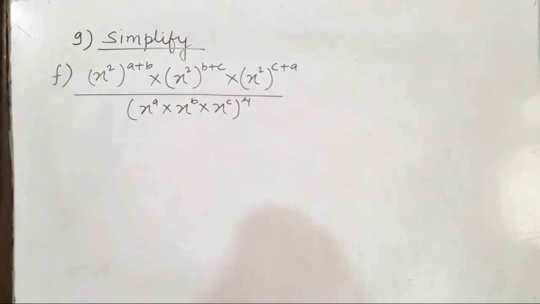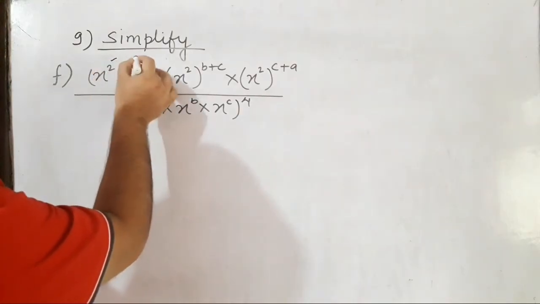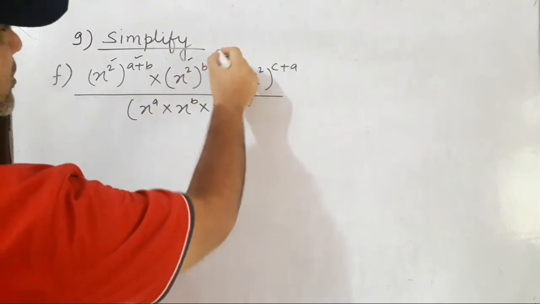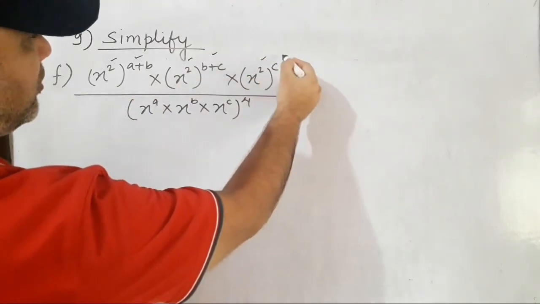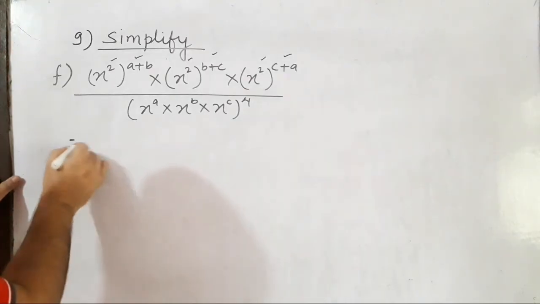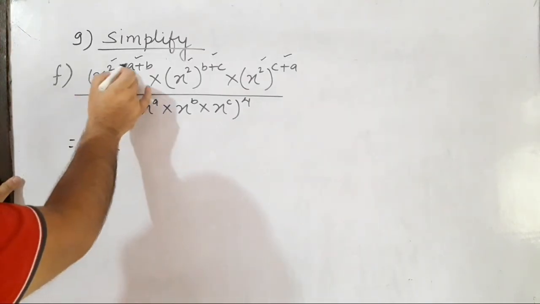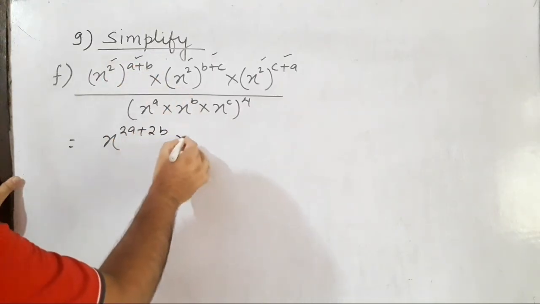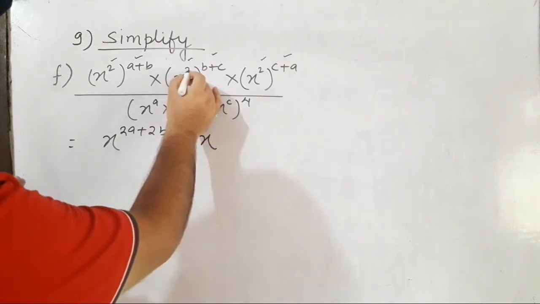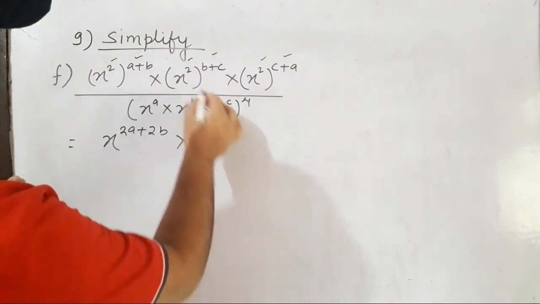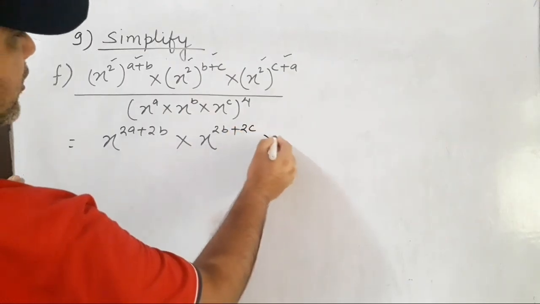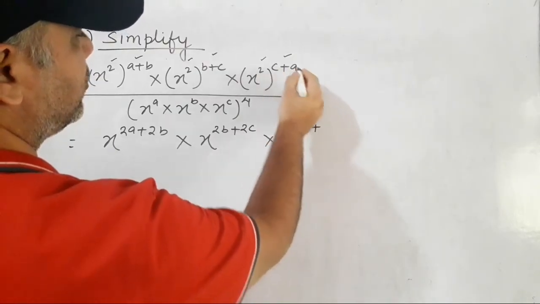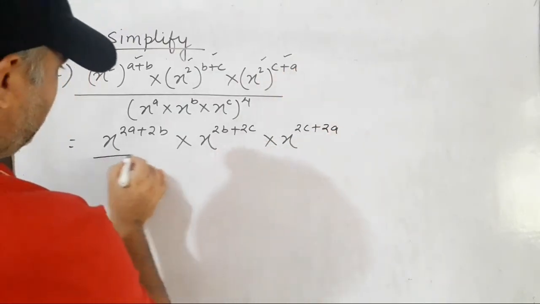Question number F, let's see here. Here these powers and these powers are multiplied. Similarly, here also these powers and these powers are multiplied. Here also these powers and these powers are multiplied. Let's see, x power 2 into a, 2a, plus 2 into b, 2b, into x power 2 into b, 2b, plus 2 into c, 2c, into x power 2 into c, 2c, plus 2 into a, 2a, by.